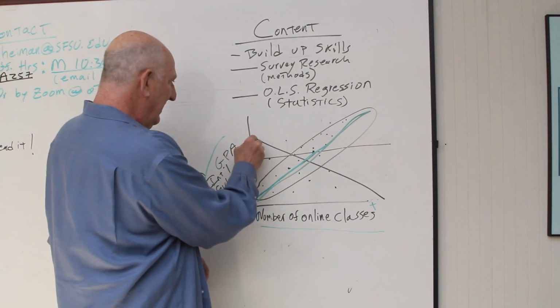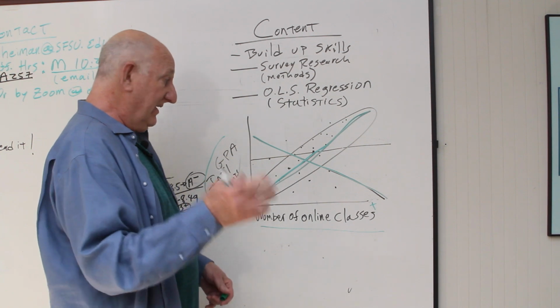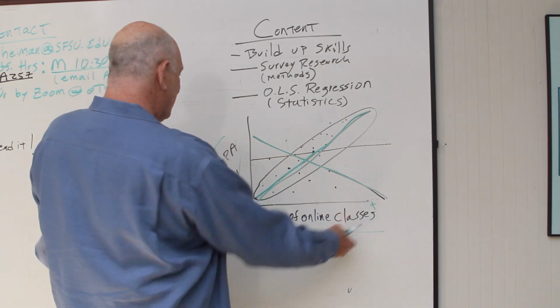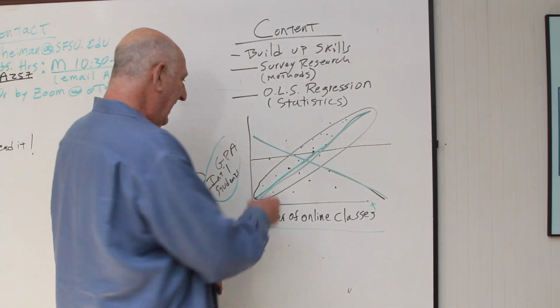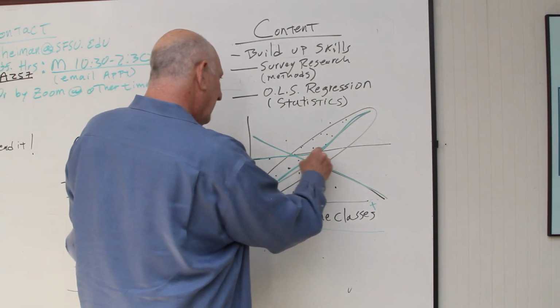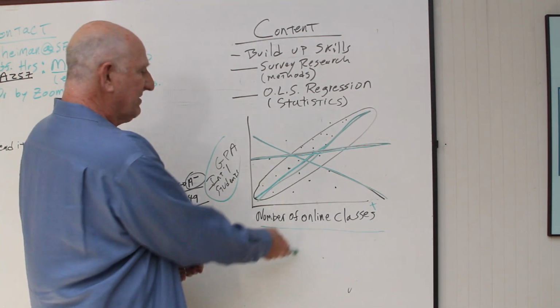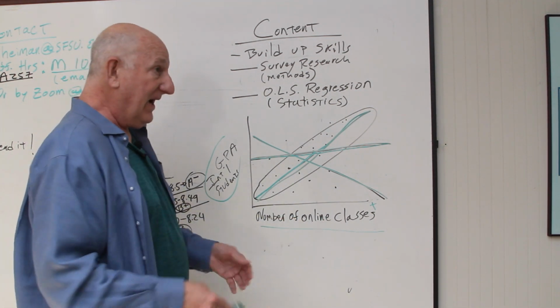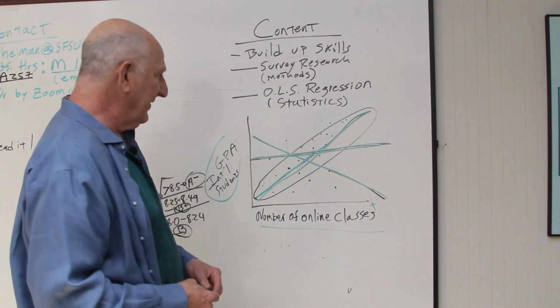If the line looks like this, the opposite is true. It means that as number of online classes goes up, GPA goes down. That would be an important finding, right? And if the line is flat, or close to flat, like this one here, that means there's no effect. That means it doesn't matter how many online classes an international student takes. It has no impact on their GPA.